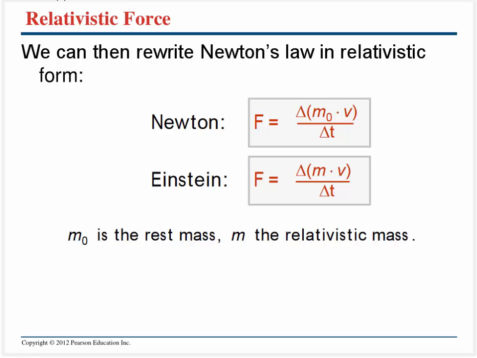What we can then do is realize that the impulse is going to be the change in momentum, and what Isaac Newton said is the force is going to be the change in momentum per unit time. What Einstein said is that it's still the change in the momentum divided by time, only now we're not talking about the rest mass, we're talking about the relativistic mass. So rest mass and relativistic mass.